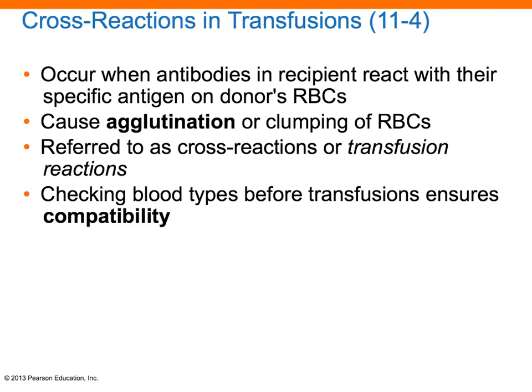So how do these cross reactions and transfusions take place? Well, anytime the antibodies in a recipient react with the antigen on a donor's red blood cell, then you're going to get agglutination or clumping of the red blood cells. And this is what we refer to as a cross reaction or a transfusion reaction. This is why it's very important to check the blood type before transfusion to make sure that there is compatibility so that the antibodies in the recipient will not go after the cells of the donor that are coming in.